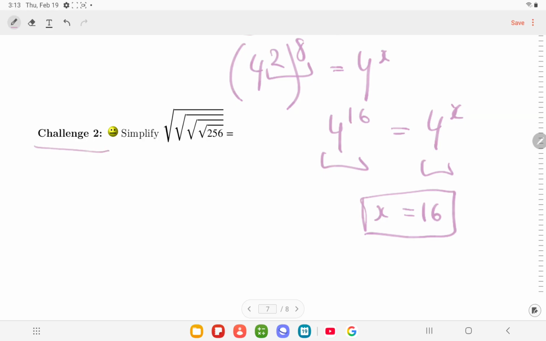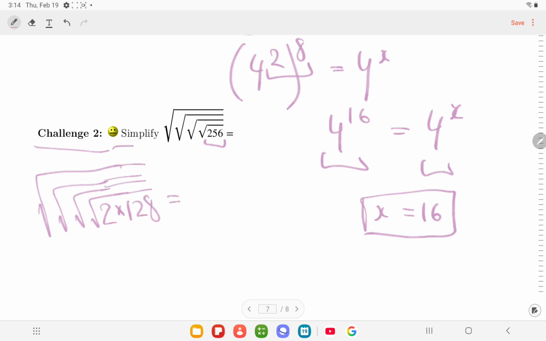And for the second challenge question, it looks rather intimidating, all of the square roots, but don't worry, we will go through this one slowly. So the first thing that might make this a little less intimidating is to break down this 256 into its factors and maybe write it as an exponent. So there are 2, 3, 4 roots, and 256 is divisible by 2. 256 is equal to 2 times 128.